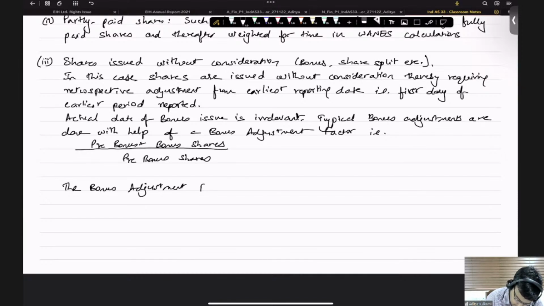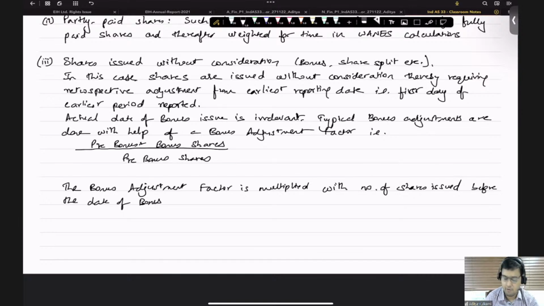The bonus adjustment factor is multiplied with the number of shares issued before the date of bonus. Before the date of bonus.